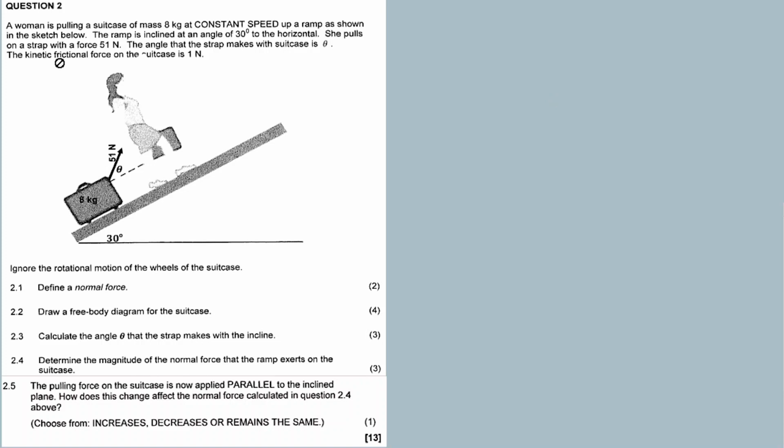Now, question 2. A woman is pulling a suitcase of mass 8 kilogram at constant speed up a ramp as shown in the sketch below. The ramp is inclined at an angle of 30 degrees to the horizontal, just like this. And she pulls on a strap with a force. There's a strap attached to the suitcase.